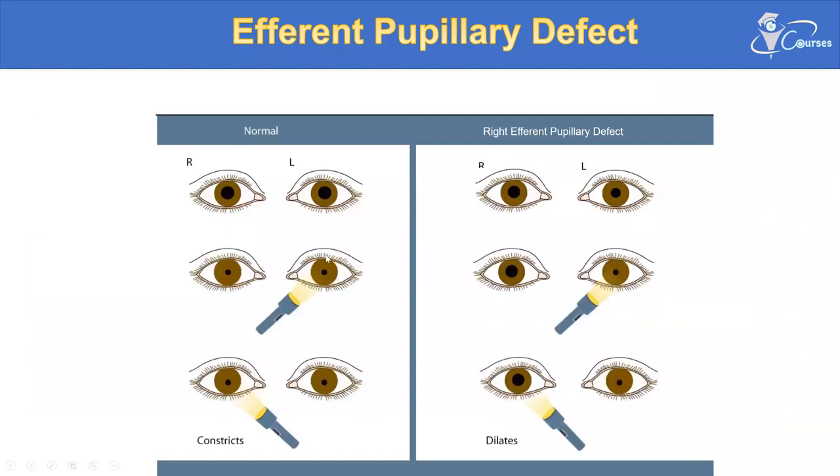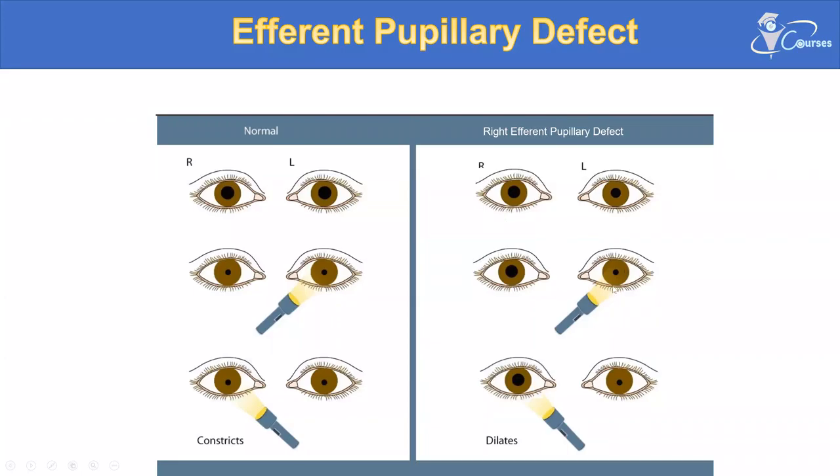So how does a patient with efferent pupillary defect look? Again, this is a normal individual. This is a normal pupillary light reflex. And what happens if a patient has right efferent pupillary defect? You can see that this patient has anisocoria. The left pupil looks smaller. The right eye here looks larger.